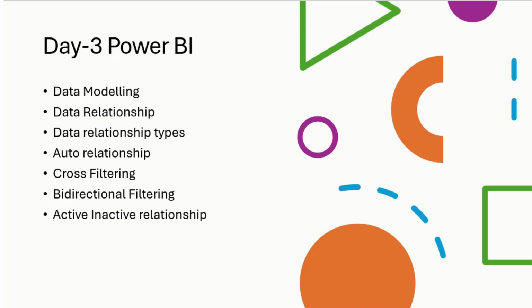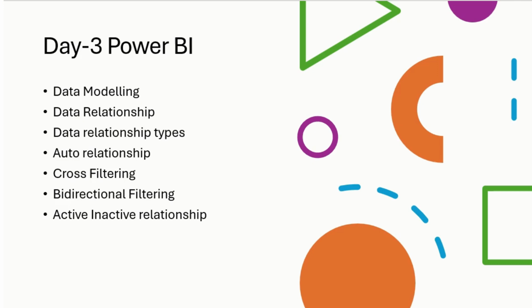In Power BI, data modeling is the process of creating a relationship between your data sets to provide structure and make your data easier to analyze. Think of it as the backbone of your reports. There are mainly three kinds of relationship. First we have one to one, second we have one to many, and third we have many to many.